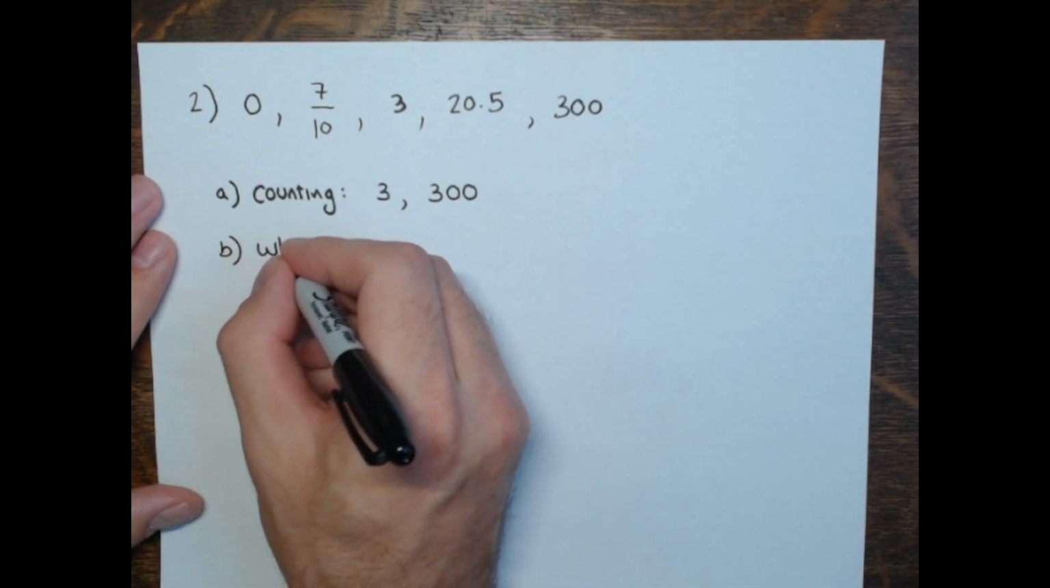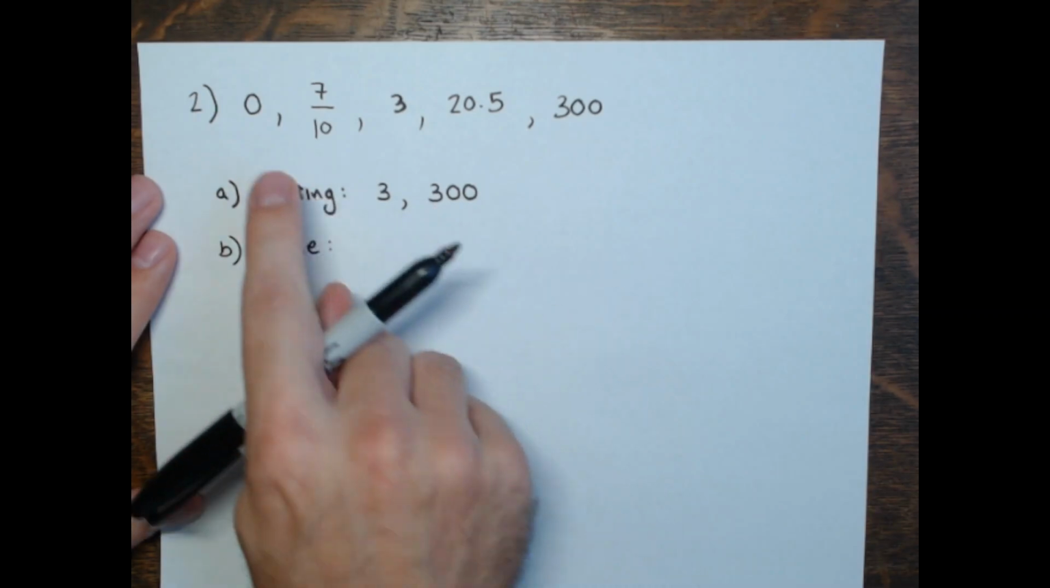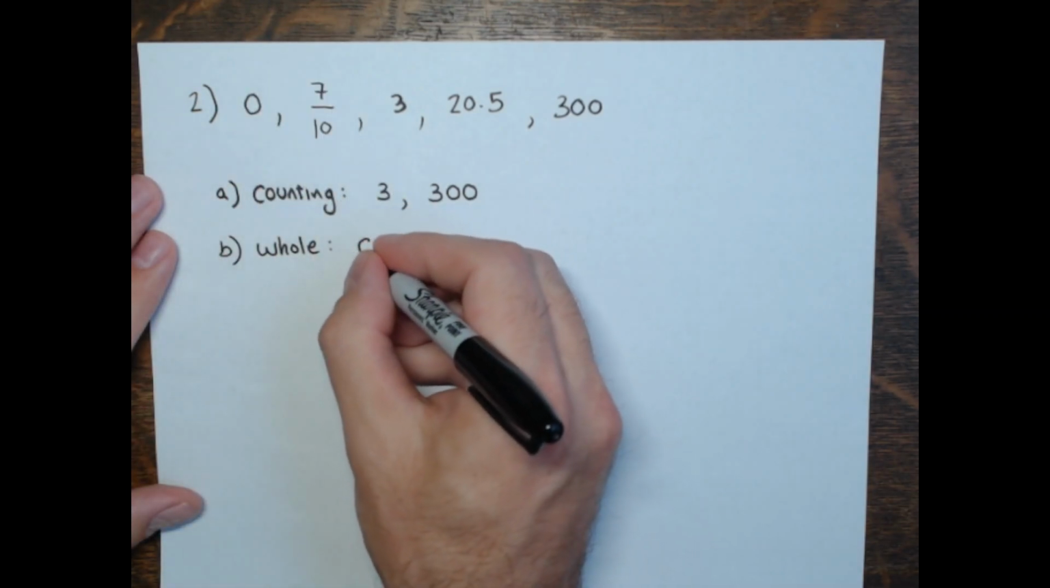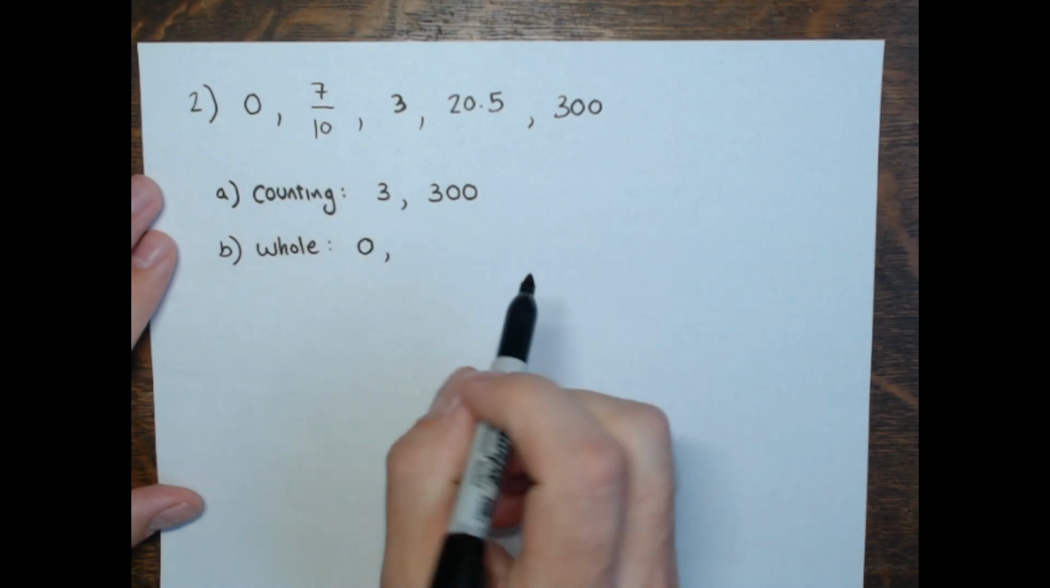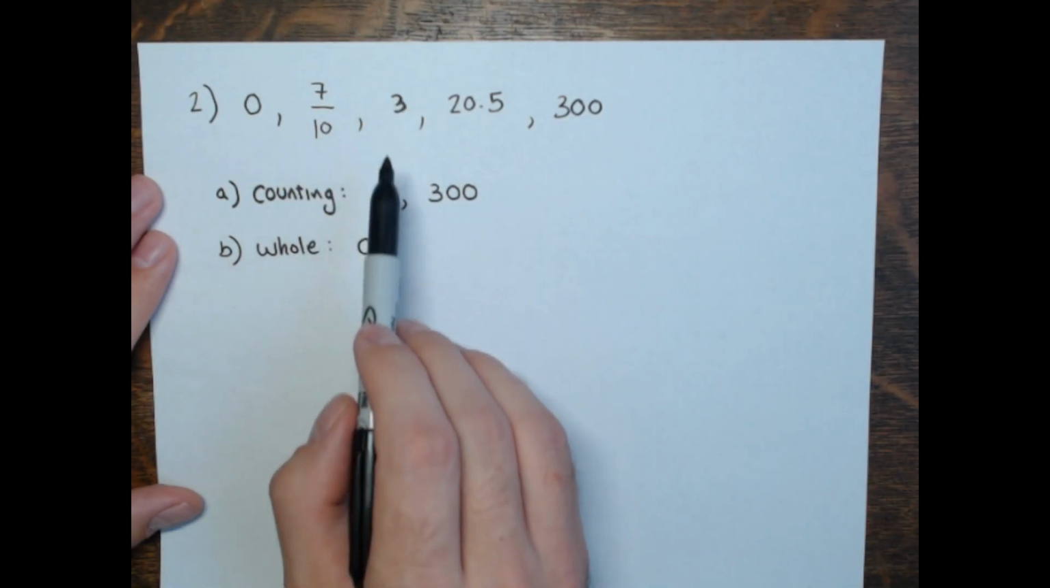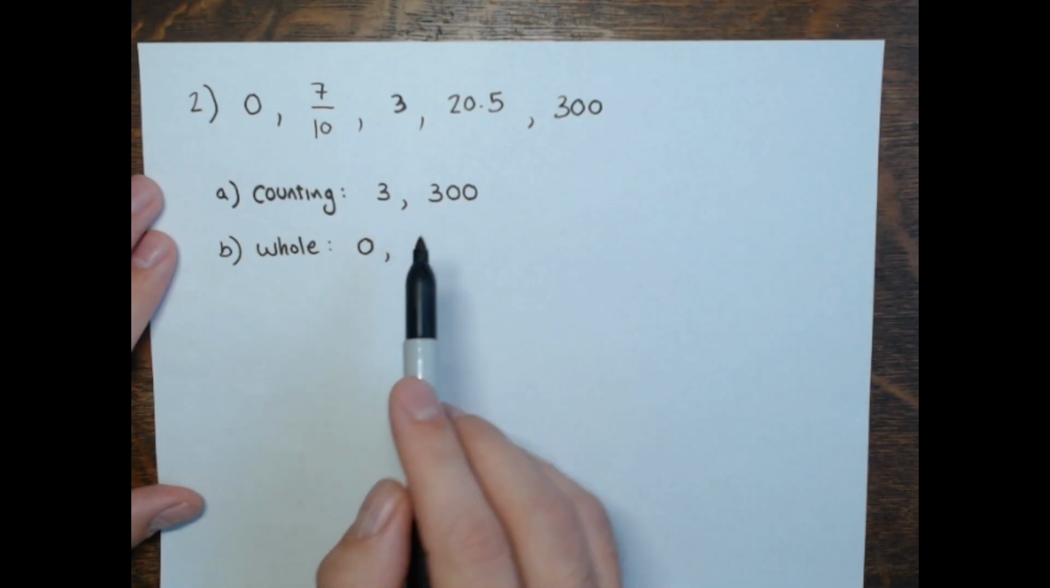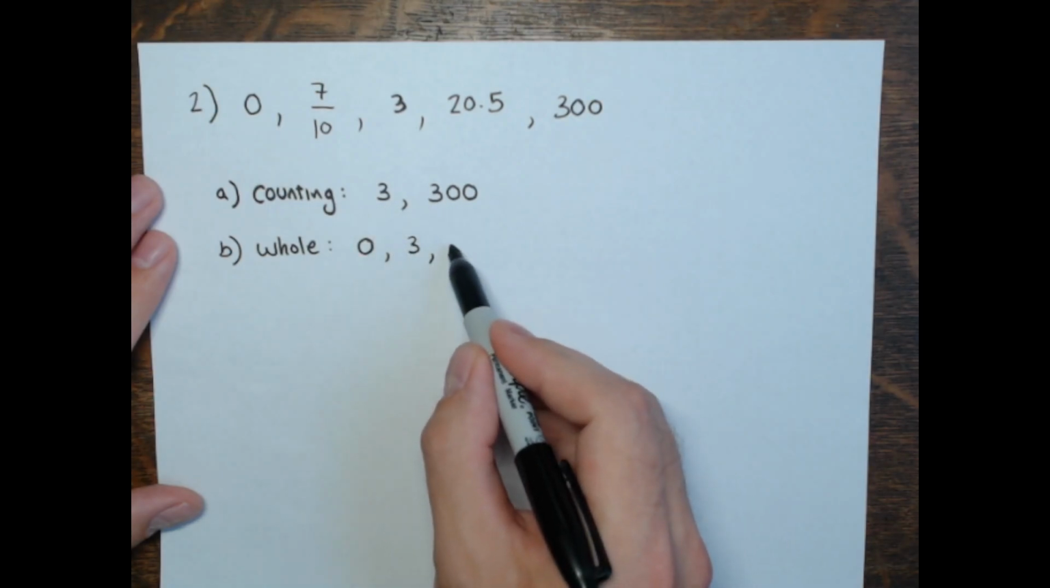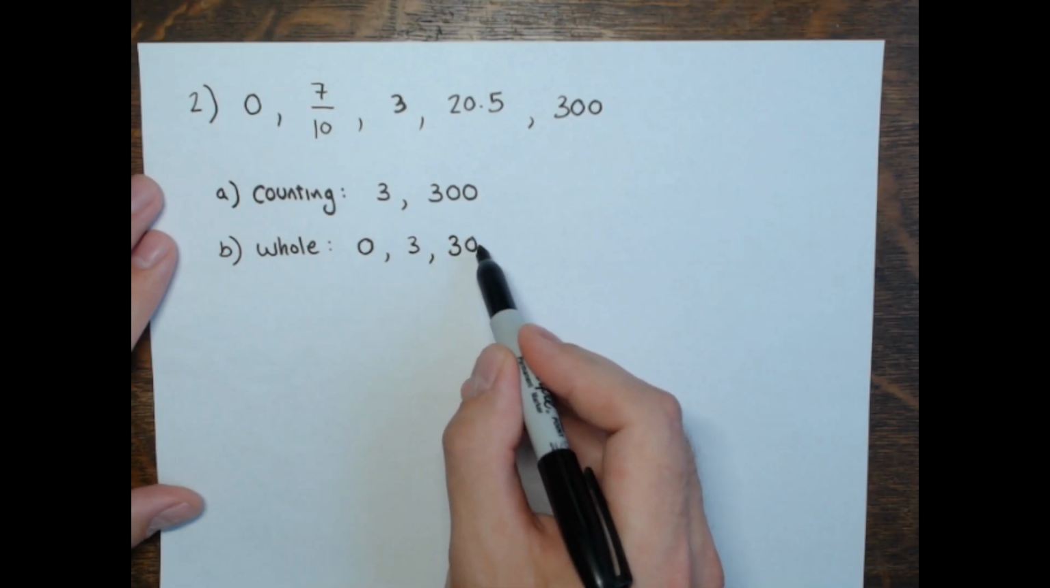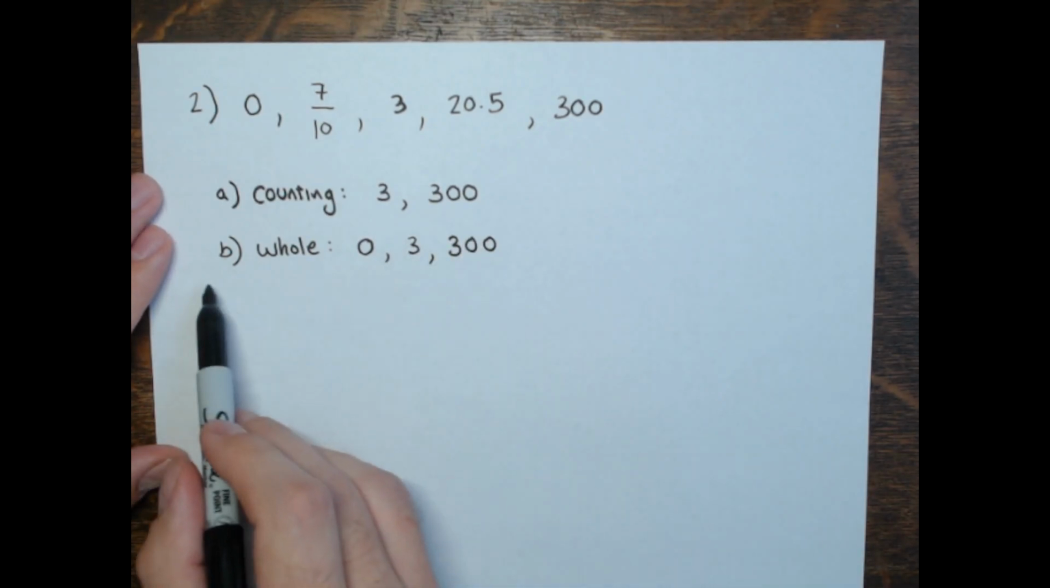And then the whole numbers in this list, well, 0, right? That was whole, but not counting, right? 7/10, no. And then 3, all the counting numbers are whole numbers. Every counting number is a whole number. So 0, 3, and 300.